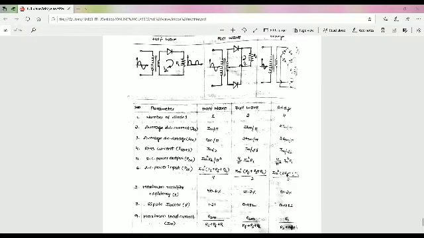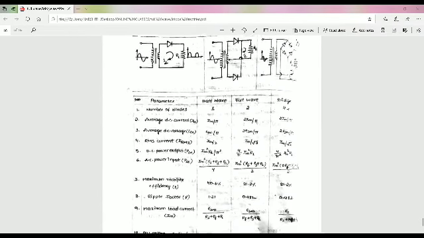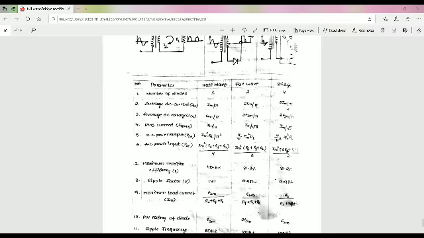In the seventh parameter, maximum rectifier efficiency. In the half wave rectifier, efficiency is 40.6. In the full wave rectifier, efficiency is 81.2, and the bridge rectifier also 81.2. And the eighth parameter, ripple factor. In the half wave rectifier 1.21, full wave rectifier 0.482, in the bridge rectifier 0.482.